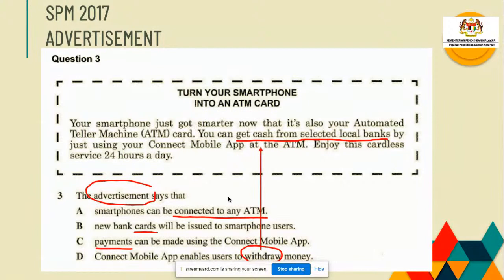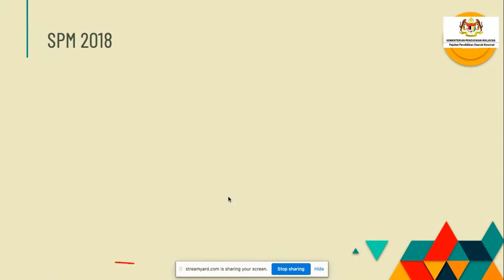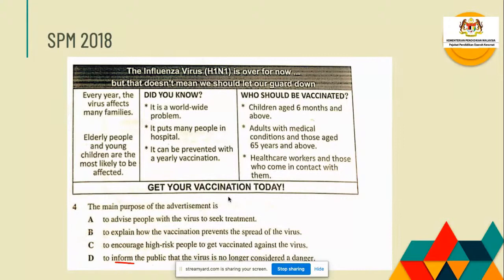Okay, next question. Lambat pula jawapan keluar ya. Okay, next, SPM 2018. Saya suka ambil soalan SPM because I can show you terus. Saya boleh terus tunjukkan macam mana pattern soalan dalam SPM yang sebenar. Okay, so soalan ni ialah tentang advertisement juga. Kalau tadi advertisement tentang something to do with money kan. Okay, sekarang ni advertisement dia dalam bentuk table. Ingat tak saya cakap tadi diagram dia boleh jadi dalam bentuk table. So this is one of the examples in SPM 2018.